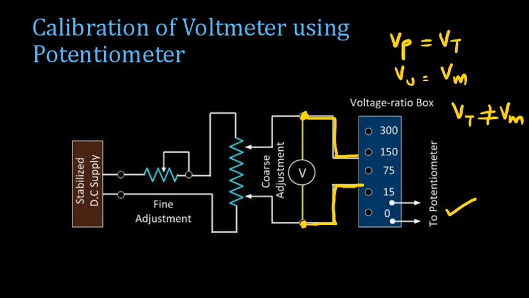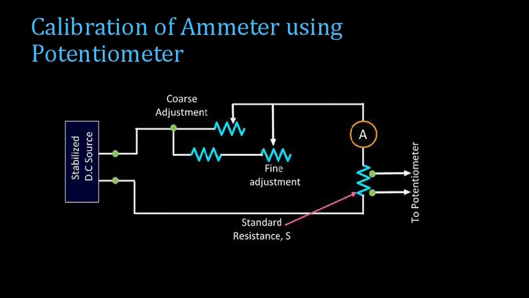Now coming to the calibration of an ammeter, here also we make use of a stabilized DC source, and we also have the adjustments provided by means of cos as well as sine adjustments. Here we make use of a standard resistance S. The value of the standard resistance is known, and the voltage across the standard resistance is measured by the potentiometer.